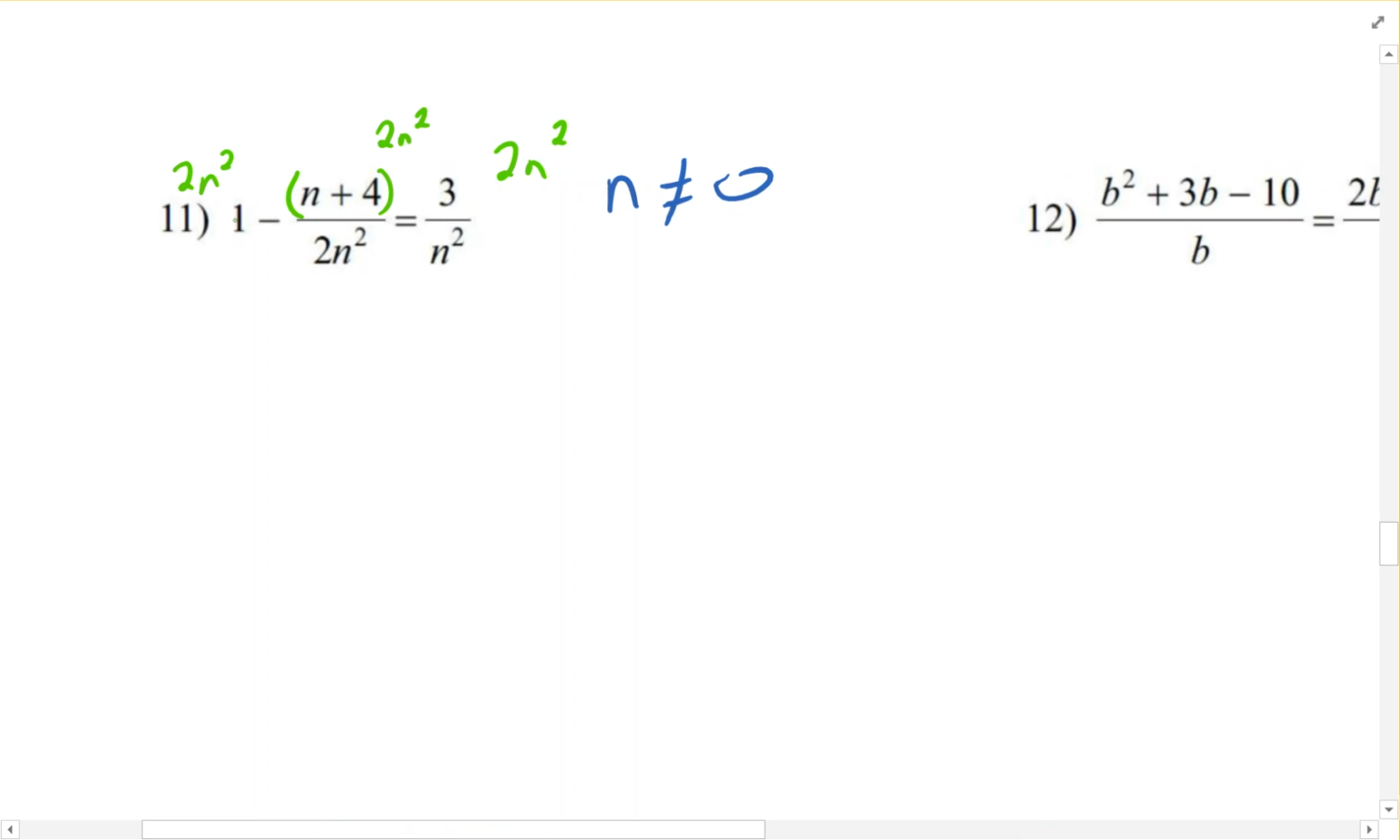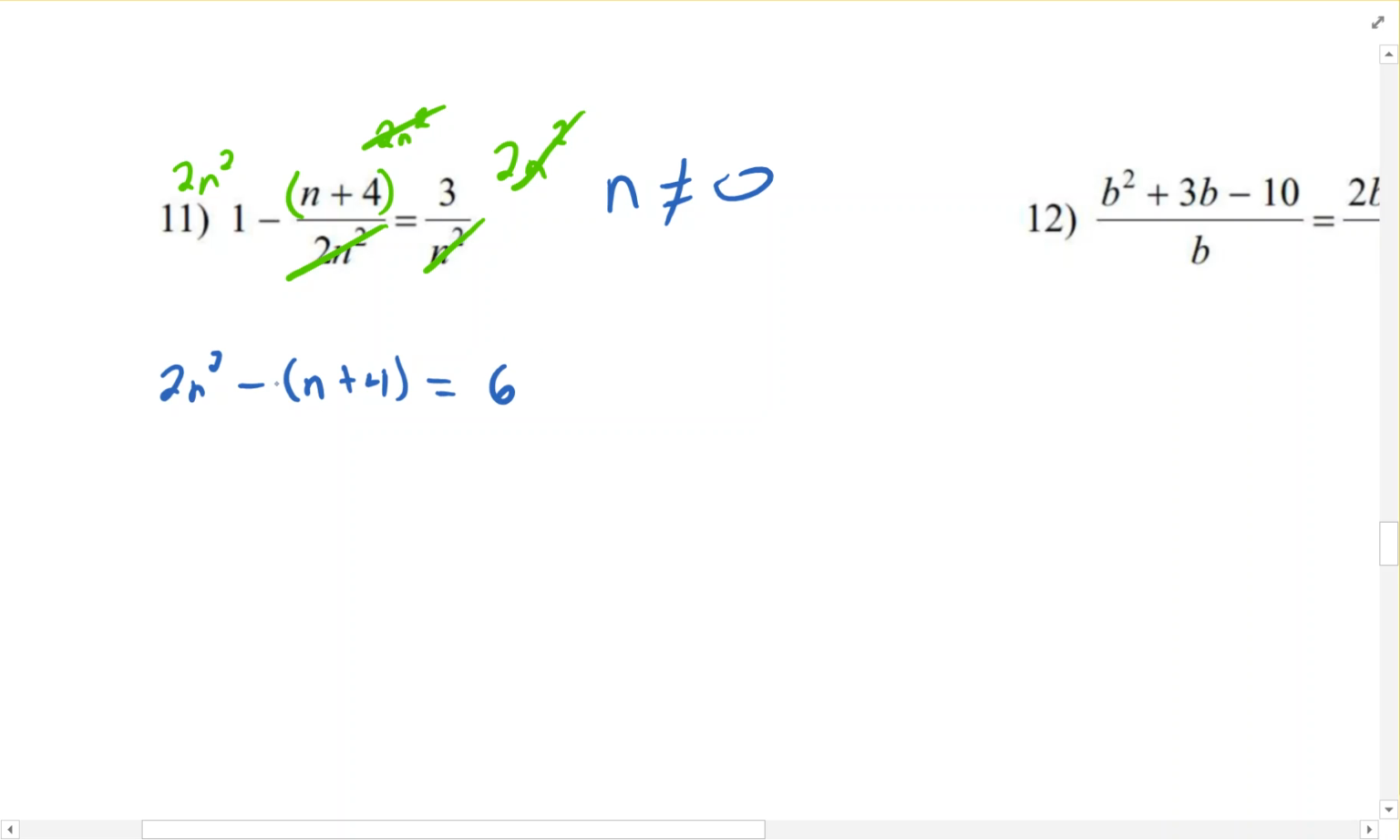All right, so nothing cancels in that first term. This term, the whole thing cancels. And this one, just the n squared cancels. So what we're left with is 2n squared minus, now put it in brackets, this is going to be important, n plus 4, because that negative sign out front is going to kind of change the signs a bit, right? That's like negative 1. And that's equal to 3 times 2 is 6.